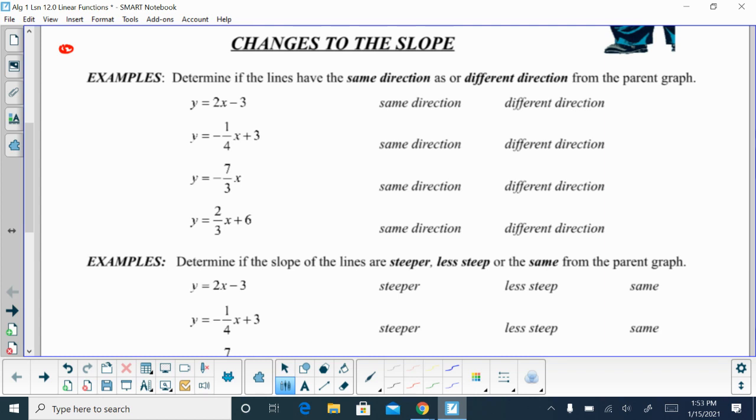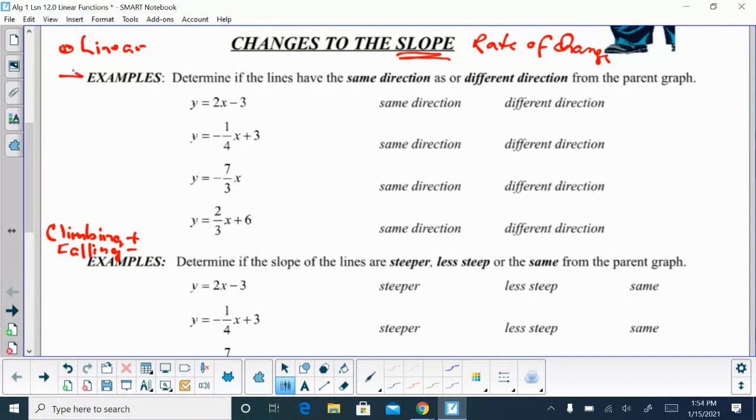All right, so we are working yet again on linear parent functions, and we need to talk about slope. Remember, slope is rate of change, and quite often we think about slope as, is it falling as we read it from left to right? Is it climbing? Or is it falling as we read it from left to right? Of course, climbing means it's a positive slope, and if it's falling down, it has a negative slope.